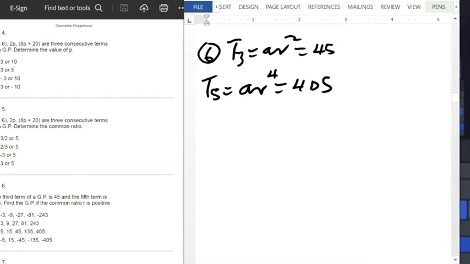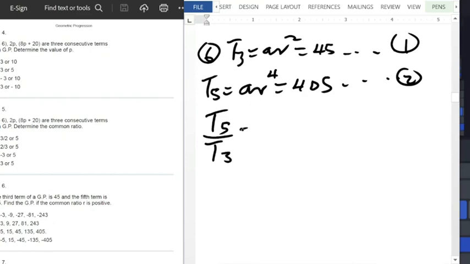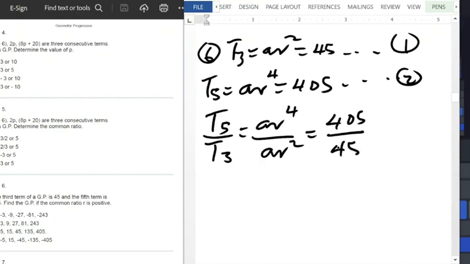So here to get this, we are going to divide equation 2 by equation 1. So this is equation 2, divide 2 by 1. So to divide 2 by 1, we have T5 all over T3, which is ar raised to power 4 all over ar squared equals 405 all over 45.